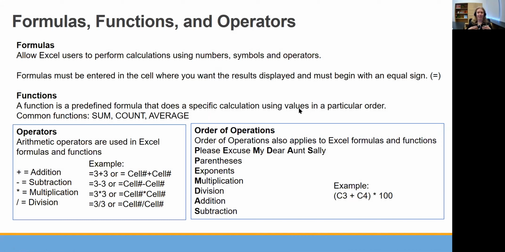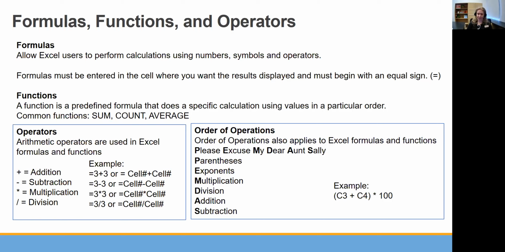Functions are predefined formulas that do a specific calculation using values. Here we've got some common functions like sum, count, and average. These are specific functions that will happen when you type the equal sign and say sum, and then you put in the cells that you want it to sum. The operators are things like addition, subtraction, multiplication, and division.